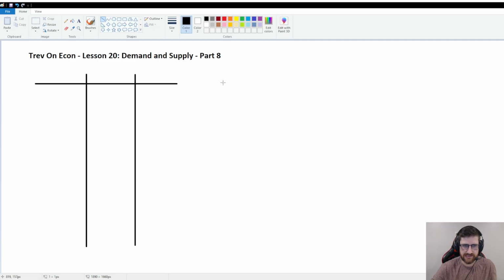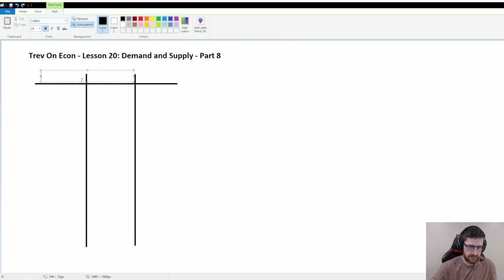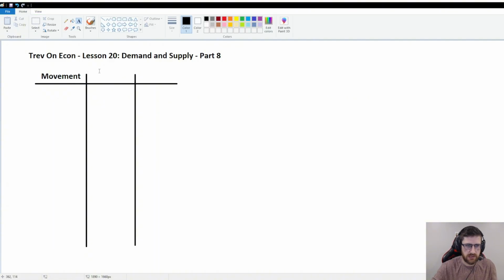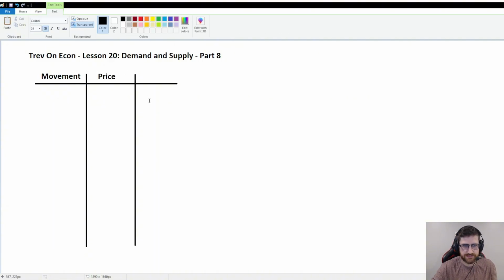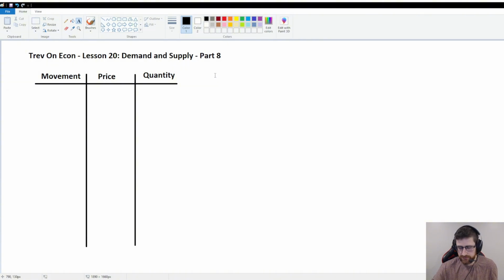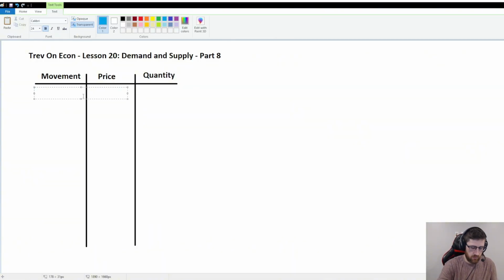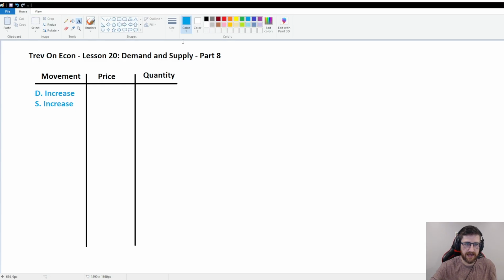So we set up a little chart like this, and we've got the movement, we've got what happens to price, and we've got quantity. You'll remember, hopefully, from what we talked about last time and the time before that, there's basically 8 movements. There's 4 singles and 4 doubles. So our single movements, we are going to learn demand increase and supply increase. For this method to work, these are the 2 you have to memorize.